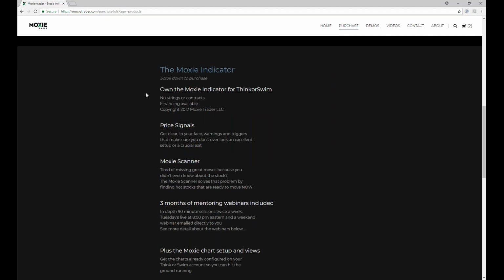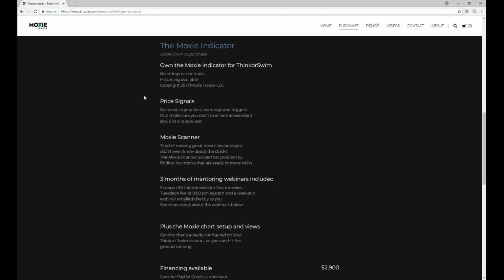So here you go, Moxie indicator. You get to own it. That's with Thinkorswim. I send it to you. You own it. It's a one-time fee, and then you get to keep it after that. No contracts, nothing like that. You get the price signals. That's the arrows. You get the Moxie Scanner that shows you where the arrows show up so that you don't miss a good setup and a good trade, because you'll see with my 2-part entry, we want to enter when we get that trigger and when price is over the moving average. So what better thing than to scan for that trigger?